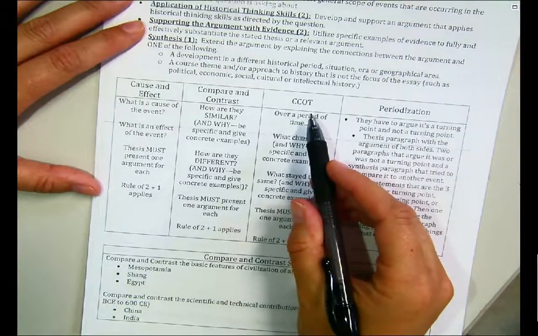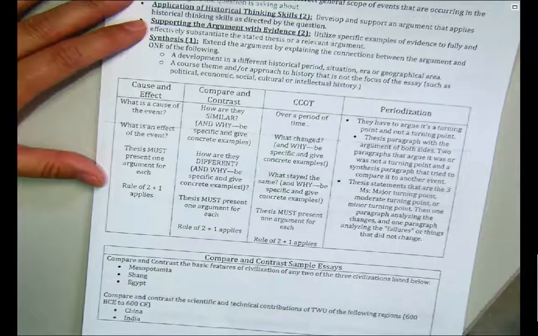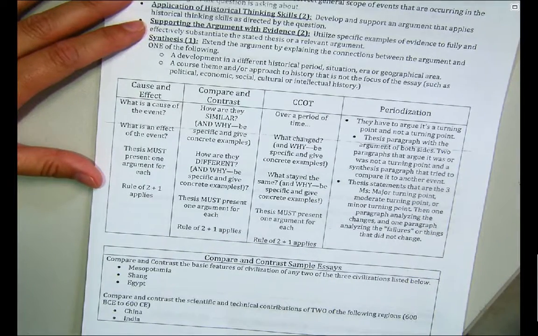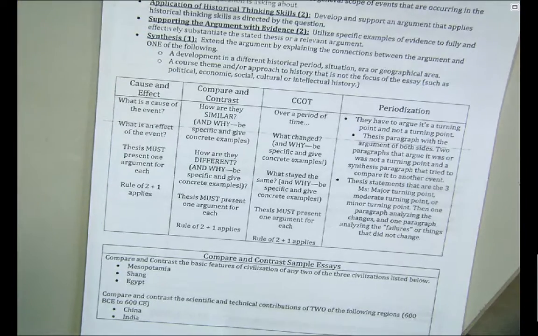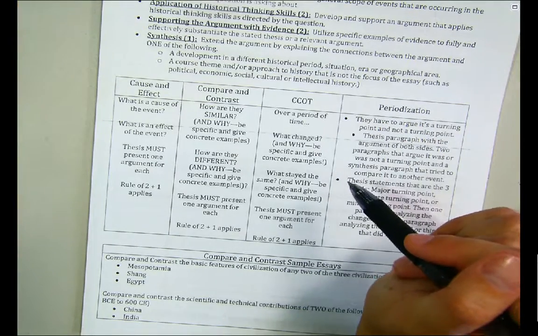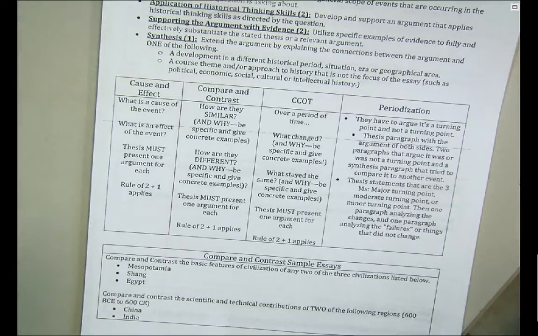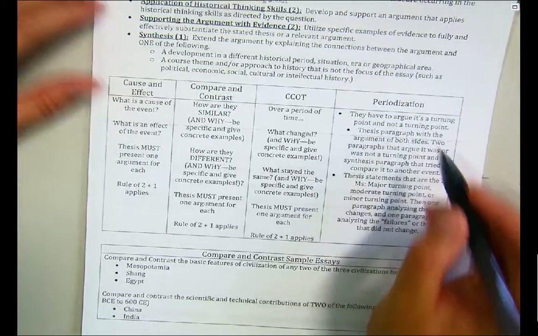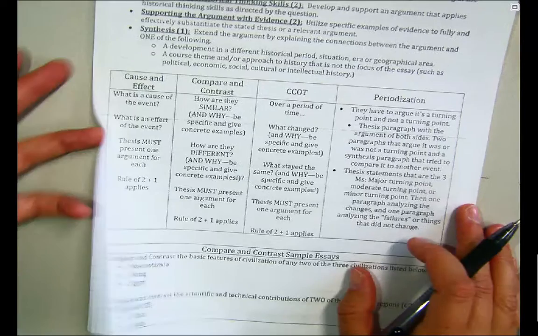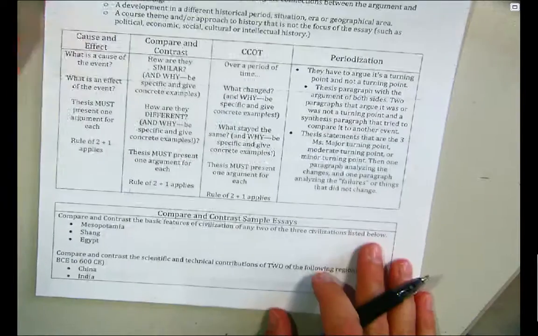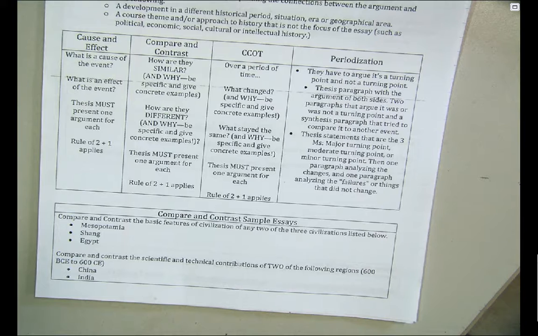A CCOT is, I believe, the hardest. A CCOT is continuity and changes over time. You have to identify what part of a region has stayed the same and what has changed about a civilization. It is very hard. It takes a ton of content knowledge, and it is a skill that we will practice over and over again because you're definitely going to see a CCOT. Then we have a periodization. Periodization is when you look at the major turning points of civilizations and see how it has changed the world in a bigger, broader picture.